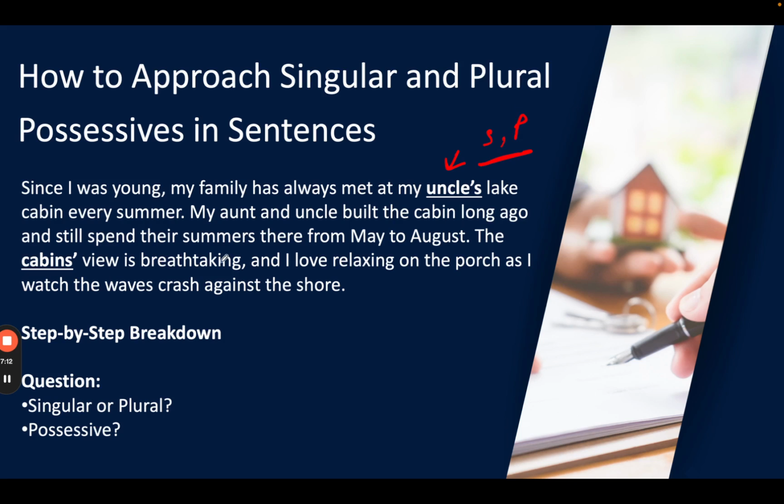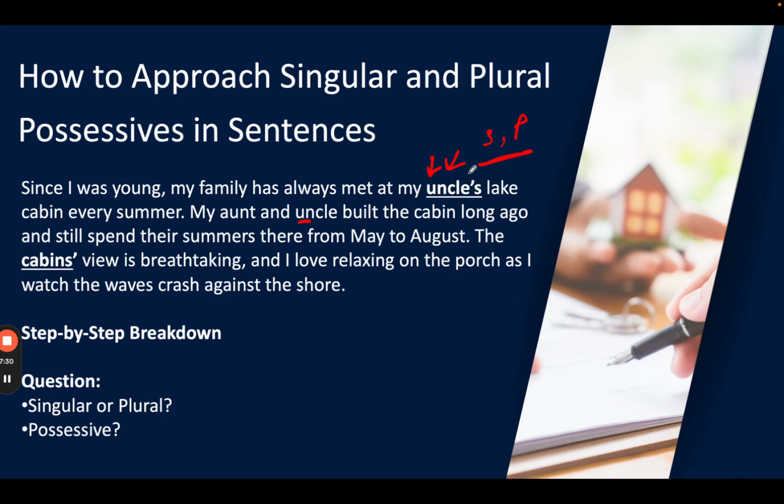Now, read ahead to understand how many uncles we are talking about. My aunt and uncle built the cabin long ago. So there you go. There's only one uncle that we are referring to, which means the form of this noun should be singular. So is it, when we read it, right? Uncle is already singular.